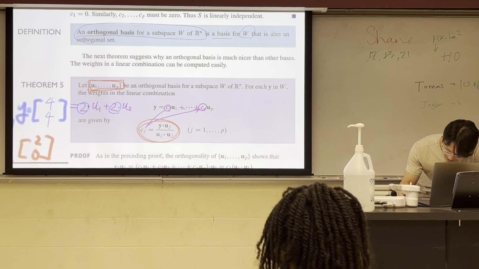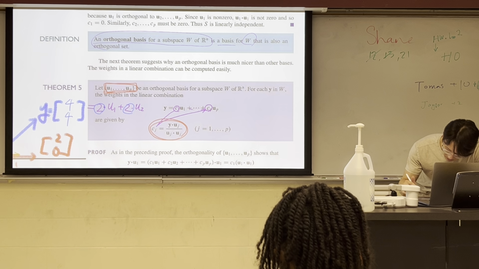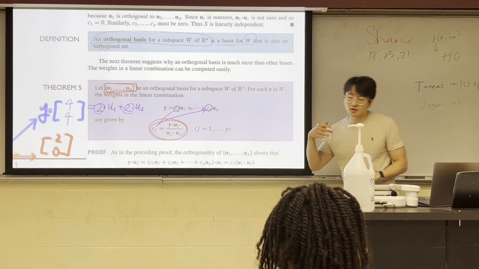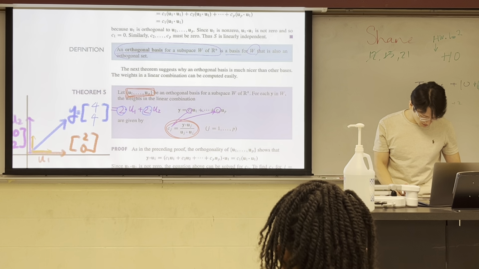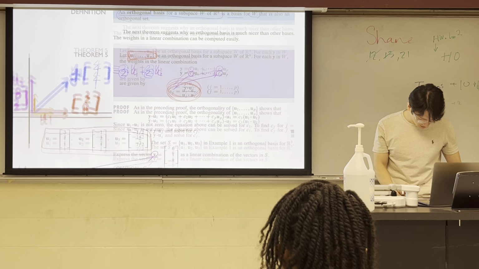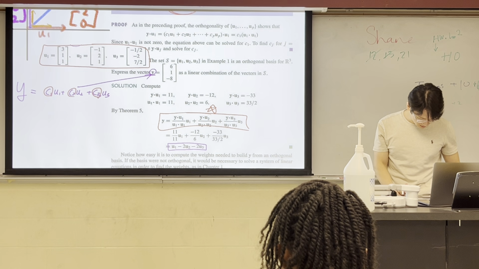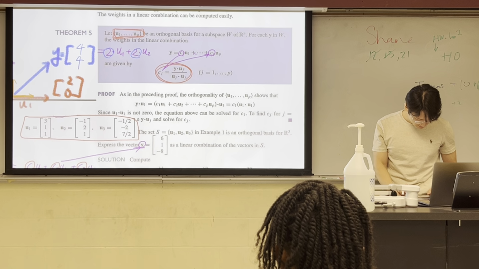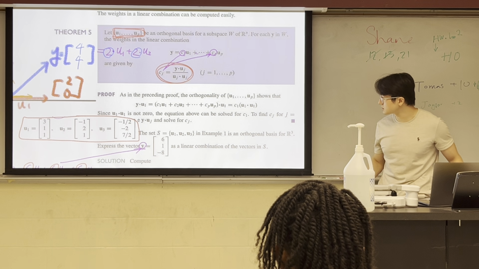I'll give you this formula, but when you're practicing, when you're studying by yourself, you should know this, although I'll give you the formula. Okay, try this.